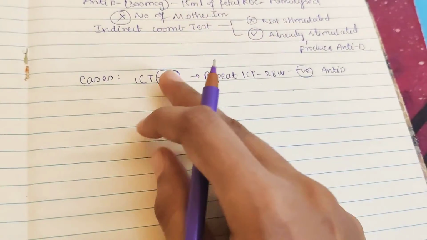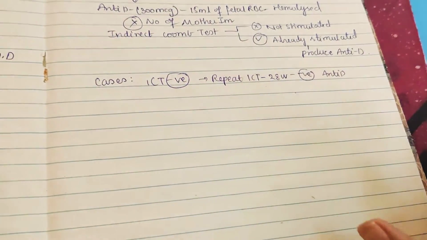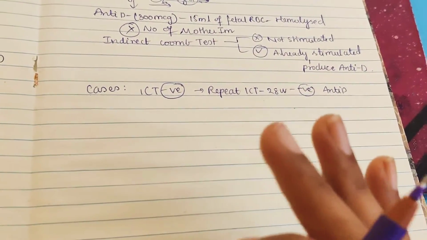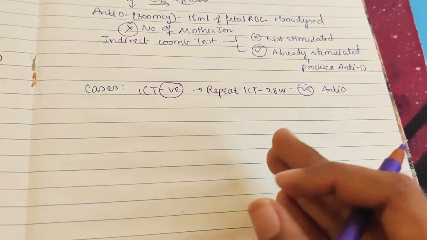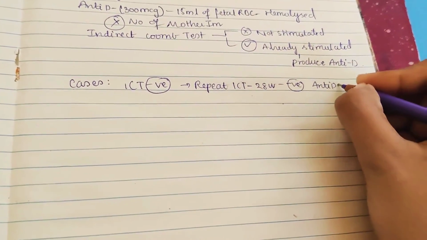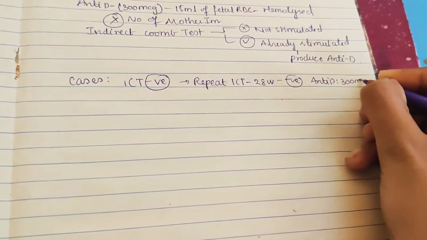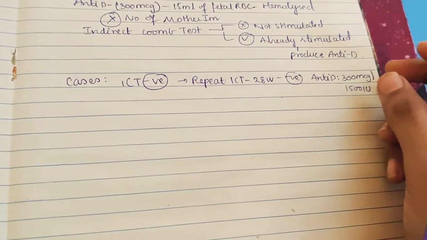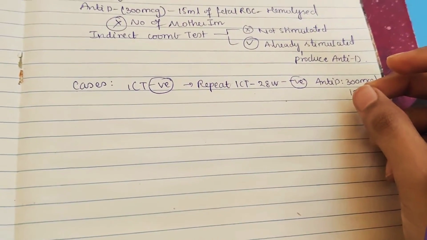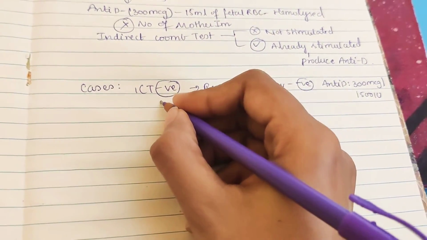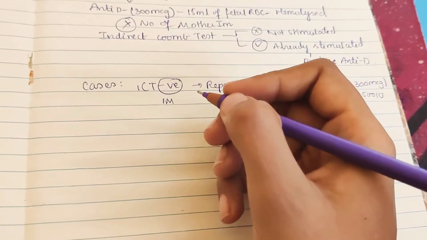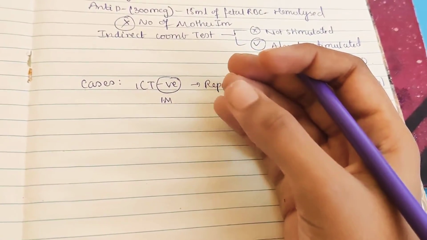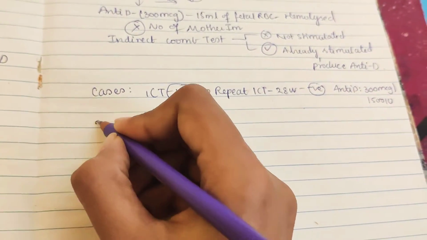Don't give anti-D directly when the patient comes and says she's ICT negative. We need to confirm it again. We need to repeat it again at 28 weeks, and still if it is negative, then give anti-D. That is, you will give about 300 micrograms, or you can say 1500 international units. The route which you give is intramuscular, and the role is it is a prophylaxis to prevent sensitization in present pregnancy, right?